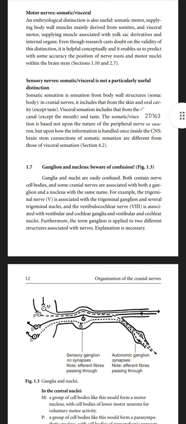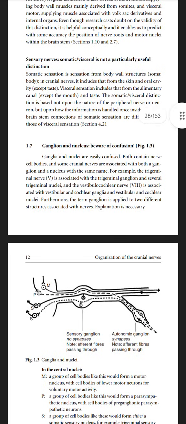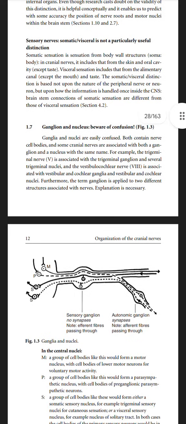For sensory nerves, somatic versus visceral is not a particularly useful distinction. Somatic sensation is sensation from the body wall or structures. In the cranial nerves, it includes that from the skin and the oral cavity. Visceral sensation includes that from the alimentary canal. The distinction is based not upon the nature of the peripheral nerves, but upon how the information is handled once inside the CNS. Brain stem connections of somatic sensations are different from those of visceral sensations.